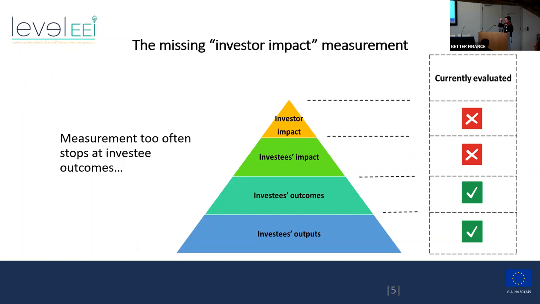So that's a new step. And the final step is your own investor impact, which is the actual outcomes minus what would have happened if you had not financed the investee. That's the final step, the step we should have according to certain ways of thinking about impact. So it's definitely missing.